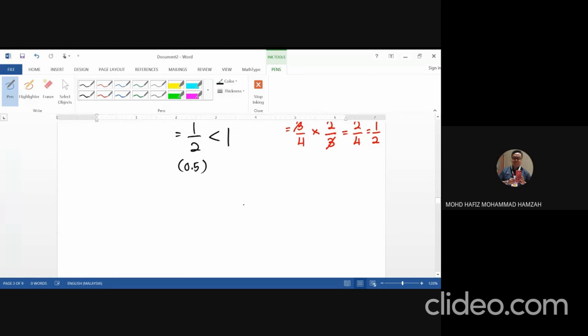Okay, so soalan pertama dah jawab. Then question B, find the fourth term. So that means you cari N sama dengan 4. So T4 equal to AR 4 minus 1. So A adalah 3/2, R adalah 1/2, and then kuasa 4.